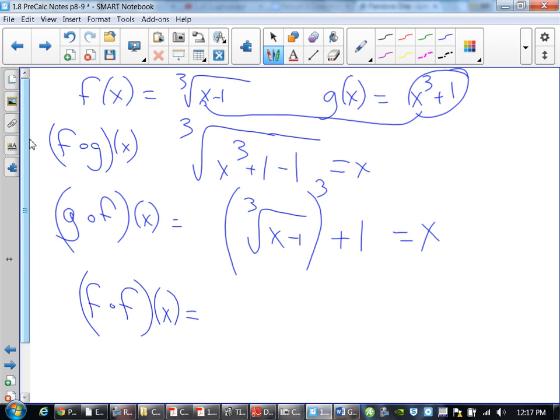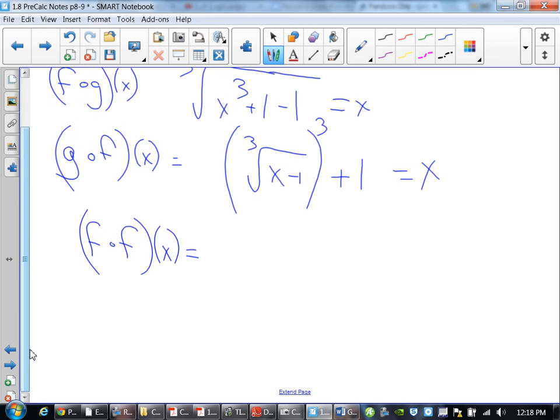So f of x, write down the f of x equation. That was the cube root of x minus 1. That goes in for x, so then I surround it with it. It just looks ugly. Can you simplify it? You could, if you wanted to rewrite it all out. Remember using the exponent rules? Cube root is a 1/3 power.